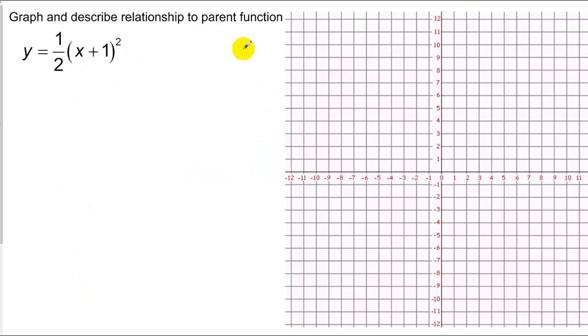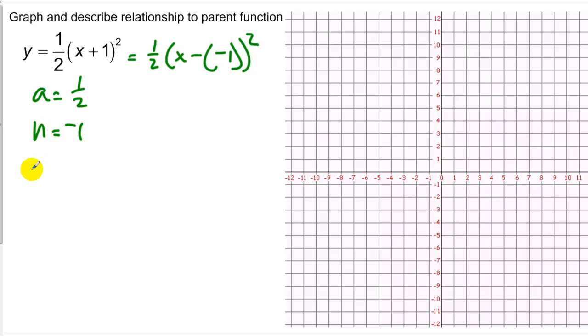So here's a similar problem. In this case, we have an a value of a half. And remember, we want this to be in x minus form, so this is a half of x minus a negative 1 squared. So we have an h value equaling negative 1 and a k value, again, of 0.